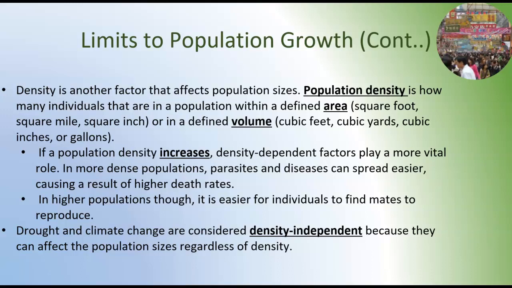Drought and climate change are considered density independent because they're going to affect the population size regardless of how many organisms live there. If there's no water, it's going to impact all of the organisms that live there. And it does not matter if there's 100,000 people or 10,000 people, it's going to impact the population either way.